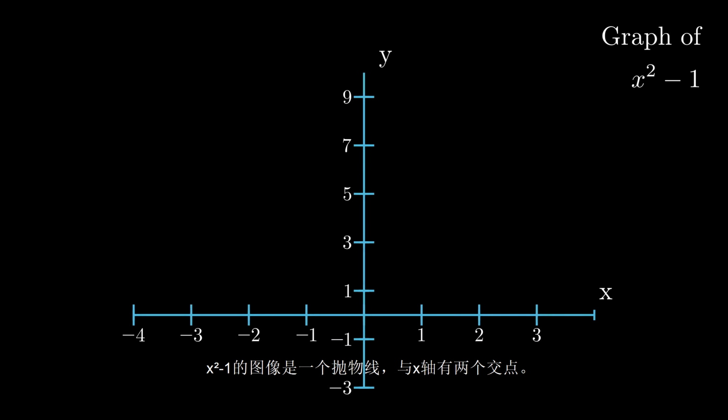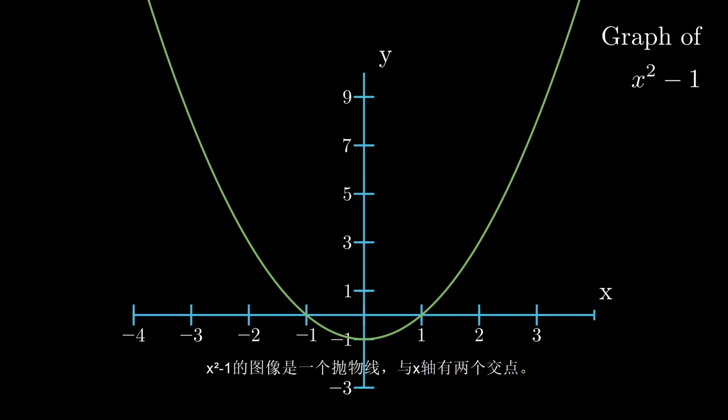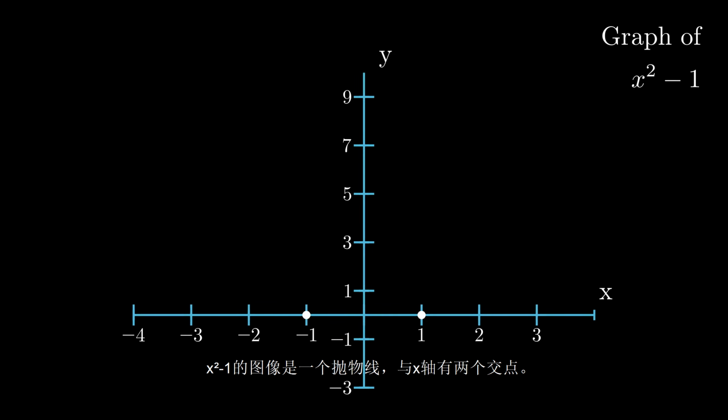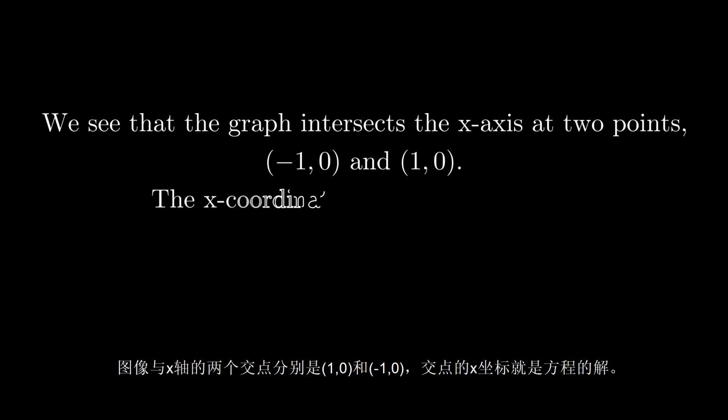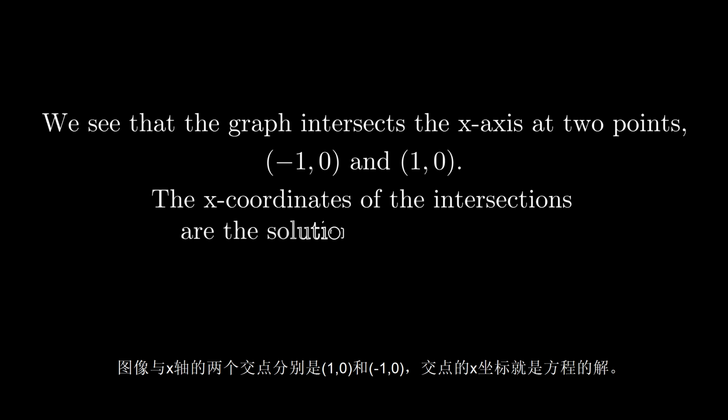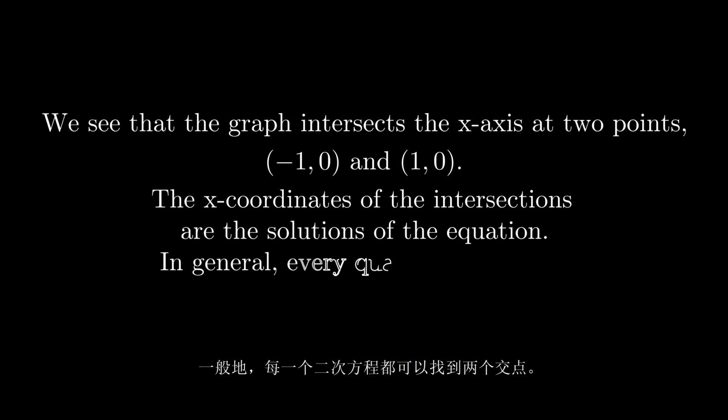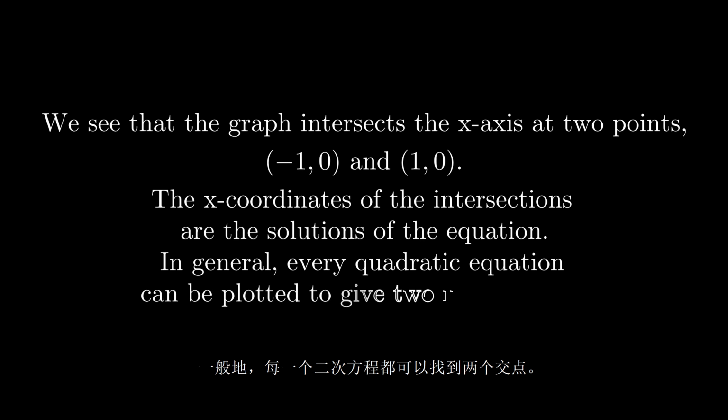The graph of x squared minus 1 is a parabola which intersects at 2 points. We see that the graph intersects the x-axis at 2 points, which is (-1, 0) and (1, 0). The x-coordinates of the intersections are the solutions of the equation. In general, every quadratic equation can be plotted to give two intersections.